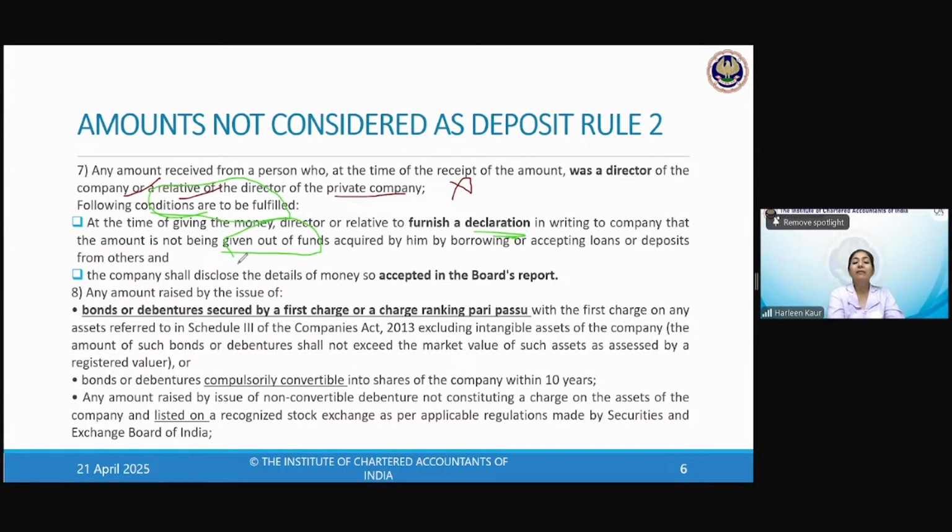And the company will disclose the details of the money so accepted in the board's report. The company will give the detail in the board's report that these amounts we have taken from the directors need to be returned. This is not a deposit. So sections 73 to 76 are not applicable; any amount we have taken from the directors or his relative will not be considered as deposits.